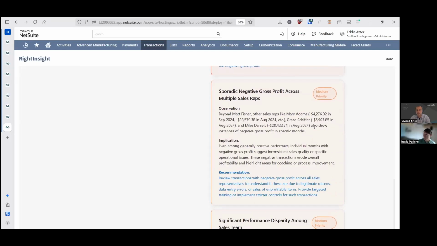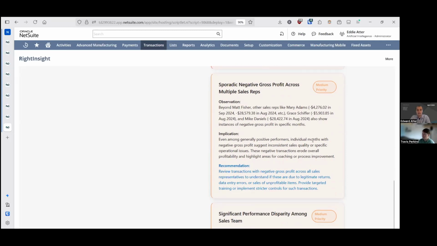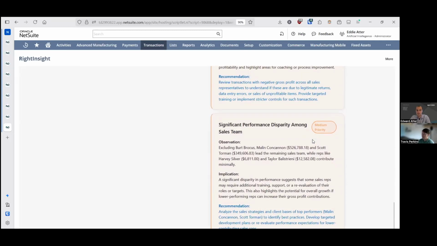And then we have some kind of variable performance. So every once in a while, we get negative gross profit from certain sales reps, and it calls them out, and it calls out their worst month. Looks like August is consistently not a great month for all of these. So maybe we already know something happened in our business in August, or maybe that's an indicator for something we want to dig more into.